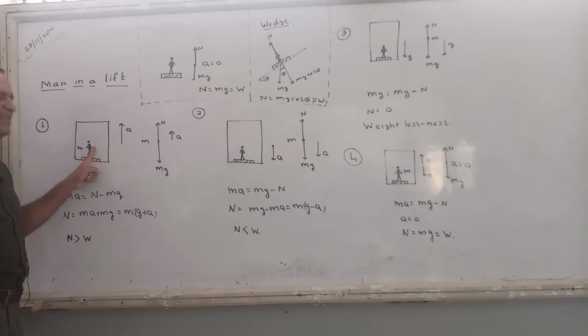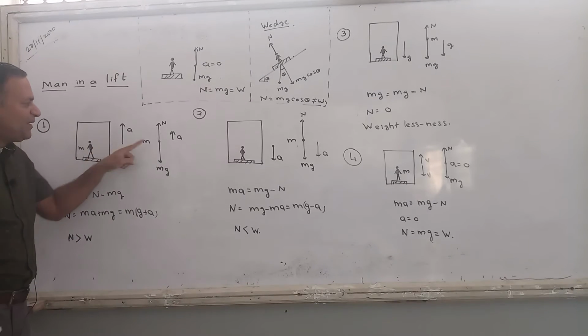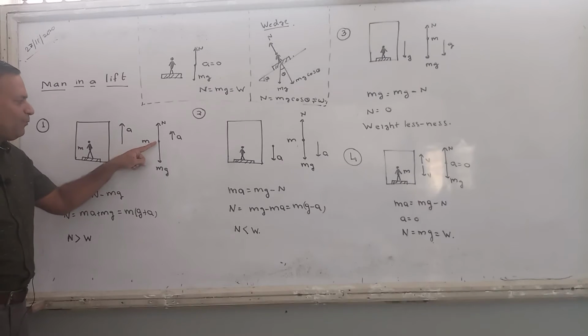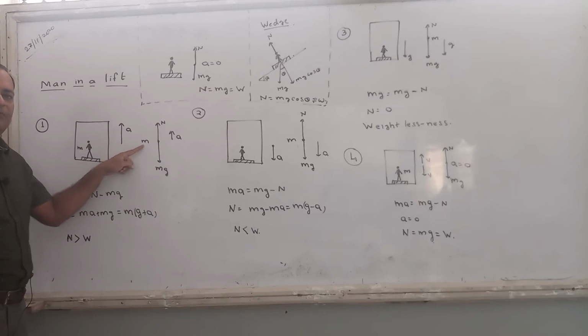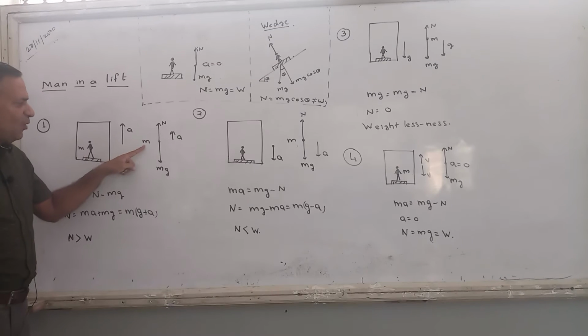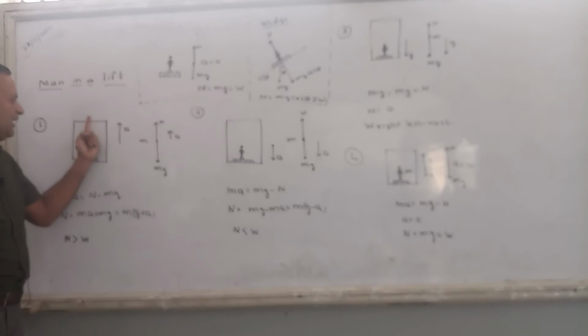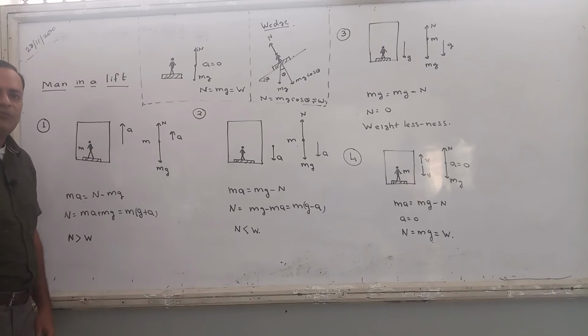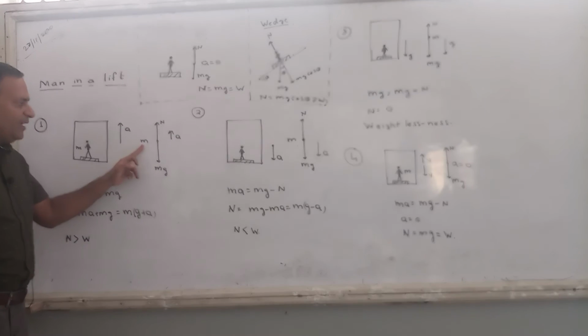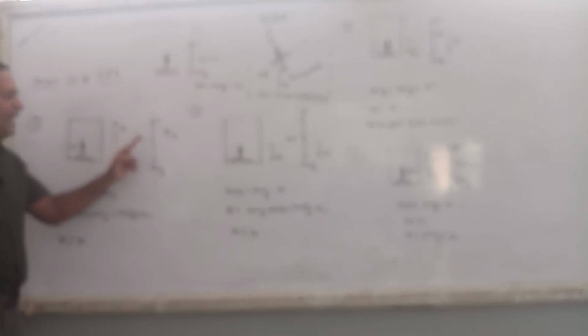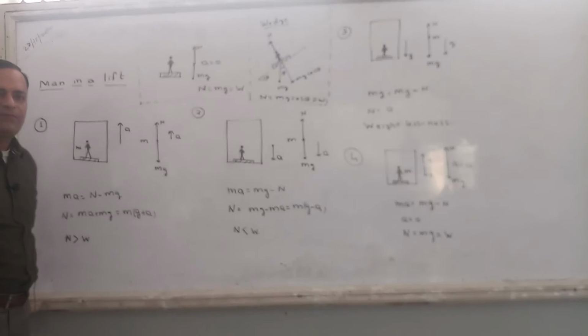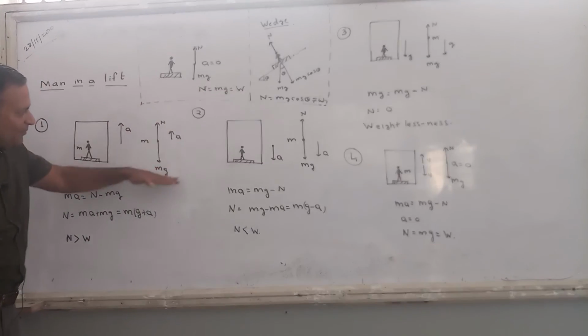So the man is not represented as a full body, he is represented as a simple point. What is the mass of the person? m. So what is the mass of this point? It is also m. How many forces are acting on this point? One is a downward gravitational force, which is equal to mg, and the other is a normal reaction force, which is in the upward direction. And what is the net acceleration of this body? The net acceleration of this body is a in the upward direction. Got it?